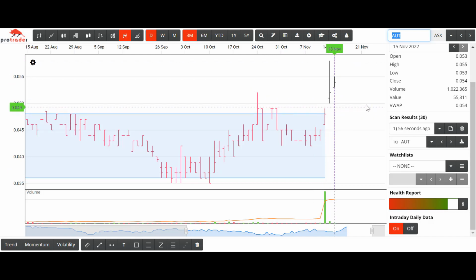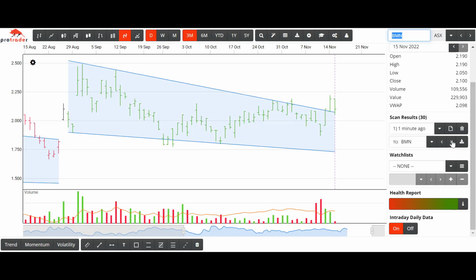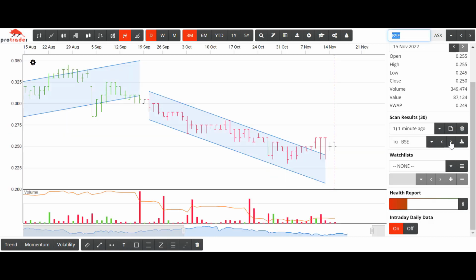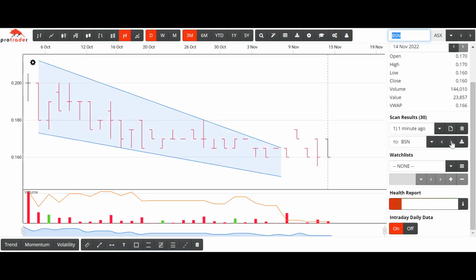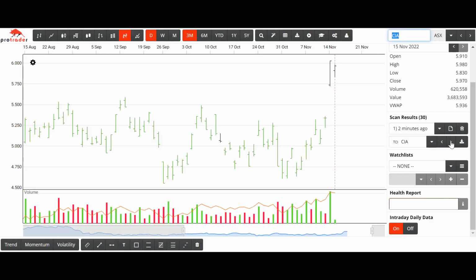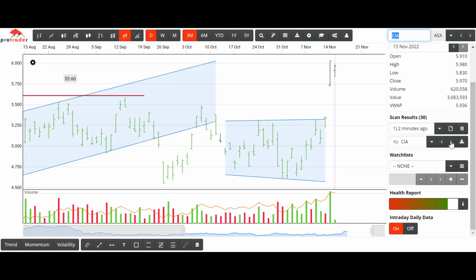AUT, another very good example, changed on Thursday, as did a lot of things. Okay, nothing there on BMN. I'm not sure why that has come up, but we don't have the black tick there. BSE, a couple of black ticks there. BSN, the same. CIA, again, we changed trend yesterday.